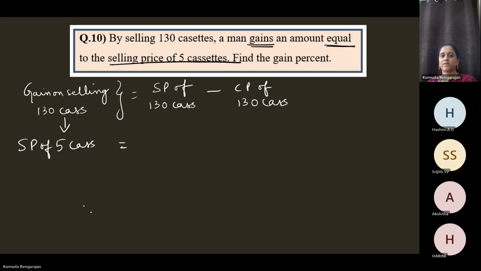1 minute. The selling price of 130 cassettes is some value. Selling price of 5 cassettes is a different value. Now, the gain portion, the profit which he gets on selling 130 cassettes is equal to the value of the selling price of 5 cassettes. There is some value, no? The SP of 5 cassettes is some value. That is the gain which he gets when he sells 130 cassettes.